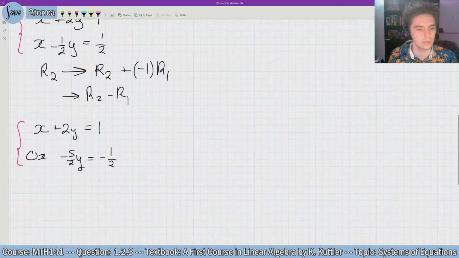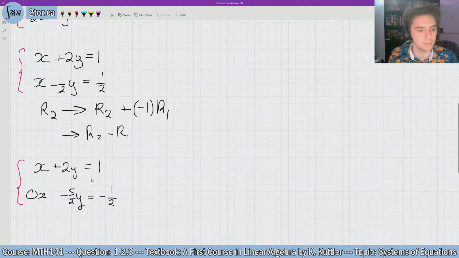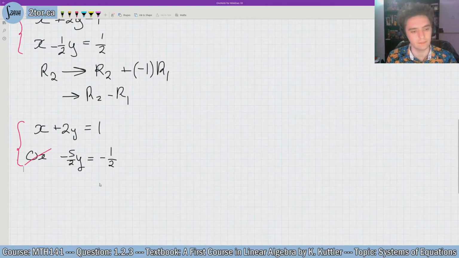As you can see, by that operation we got a 0x here. That's just nothing. 0 times any real number is 0, so we can cancel out that term. Now all we have left is one equation, one unknown, just like I said on the bottom here. We can just solve for y. Y is going to end up being 1/5.